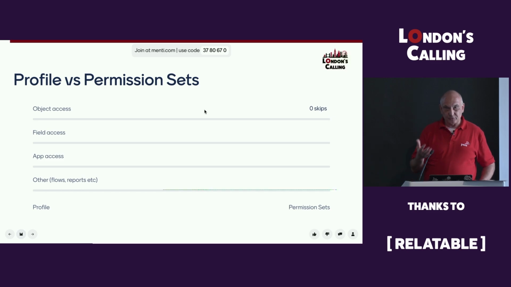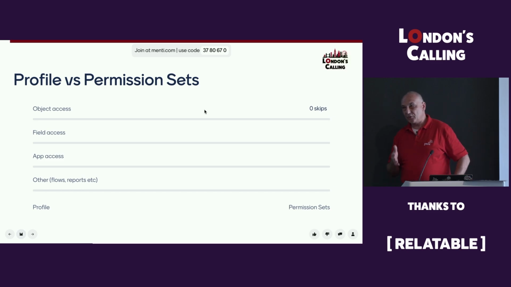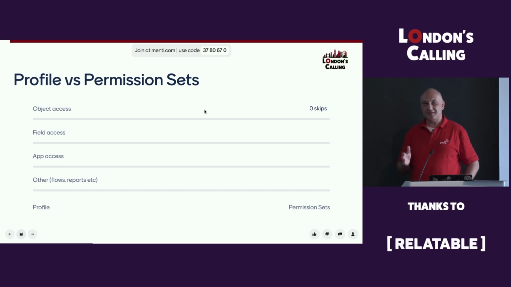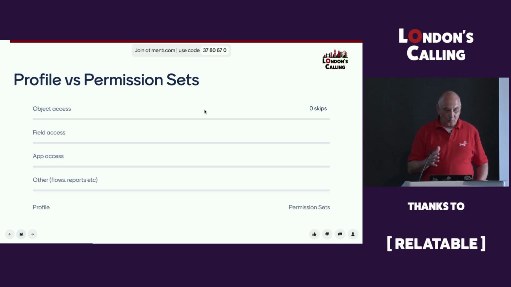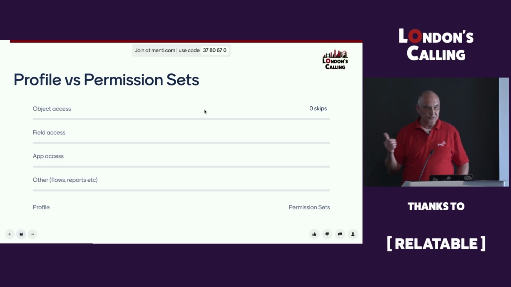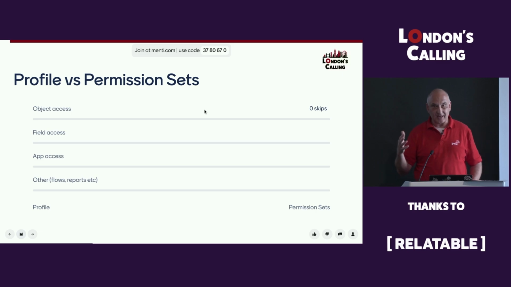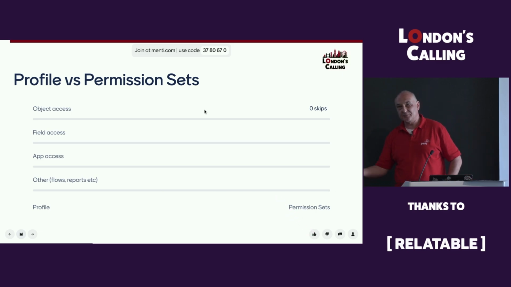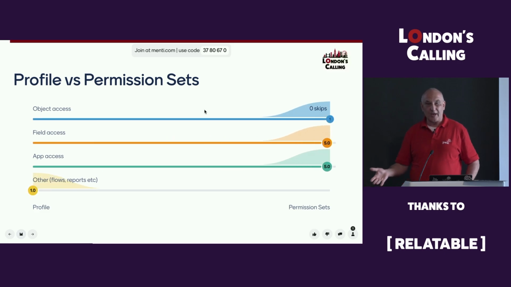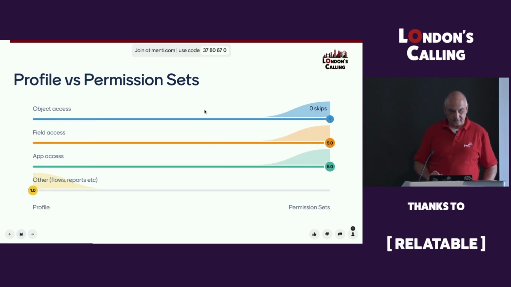So again, up to you. What is your today attitude? I'm not asking about yesterday. I'm asking about your today. Where do you define permissions for object access, for field access, for app access, and other permissions such as run flows, run reports, export reports, API access, and all that information?